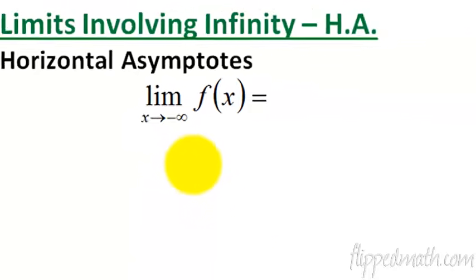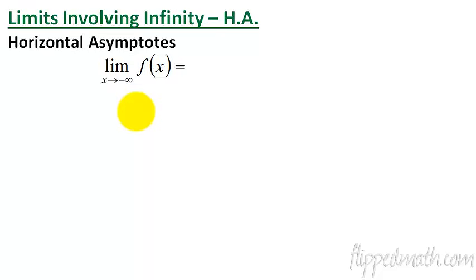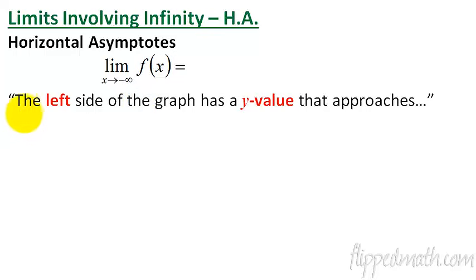So what does this phrase mean right here? X approaching negative infinity, f of x equals blank. Well, the left side of the graph, that is x approaching negative infinity. So when you see that little phrase right there, it means the left side of the graph. Now the last part is that f of x will equal, of course, a y value. Remember, limits are y values.